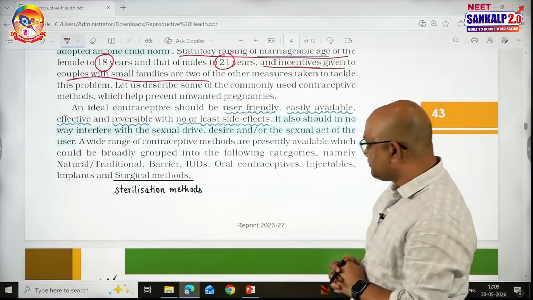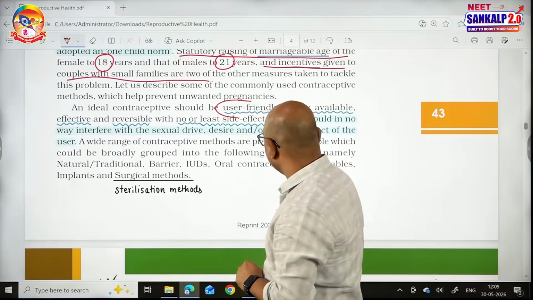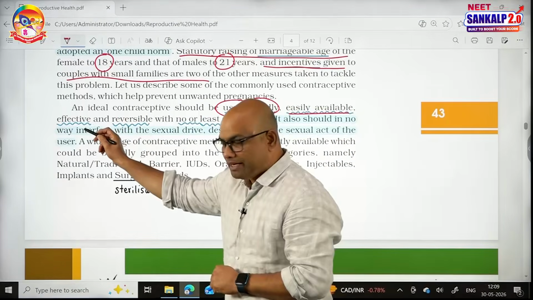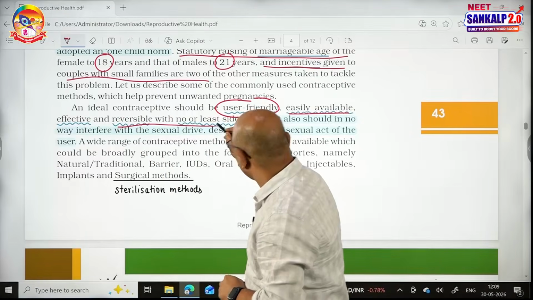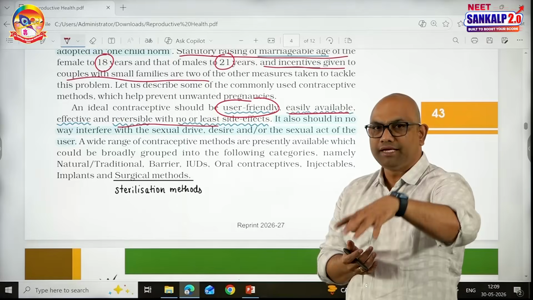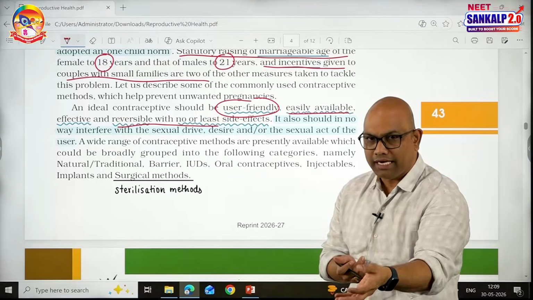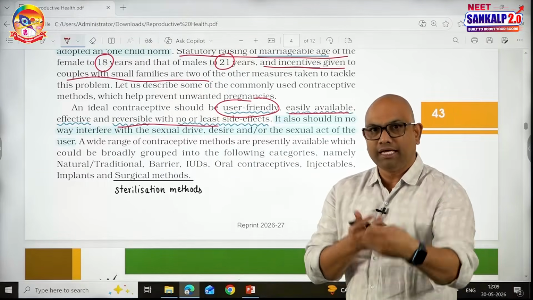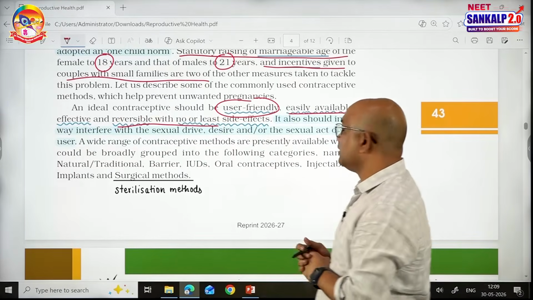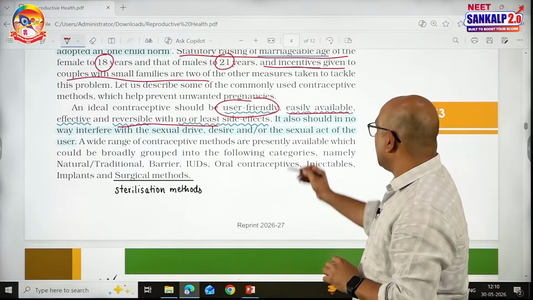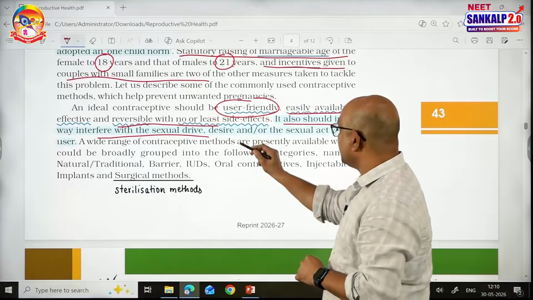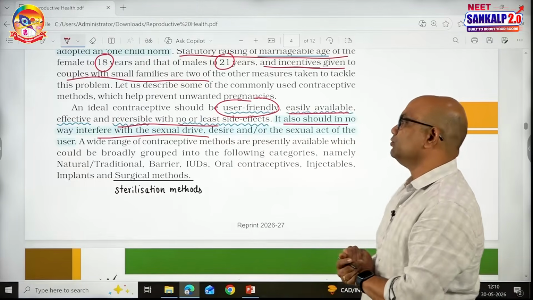The ideal contraceptive method should be user friendly, easily available, effective and reversible with no or least side effects. It has to be reversible. Whenever they don't want a child, they can use the contraceptive. If they want to go for a child and the contraceptive is removed, they should get the normal reproductive cycle. And it also should in no way interfere with the sexual drive, desire or the sexual act of the user.